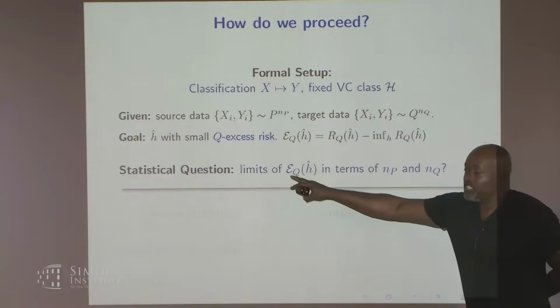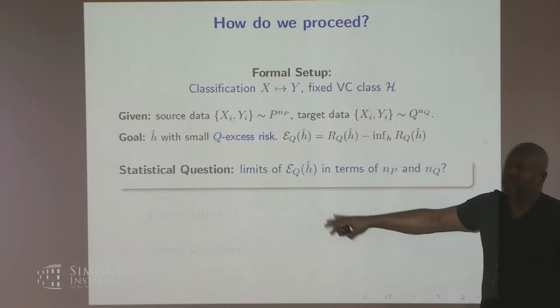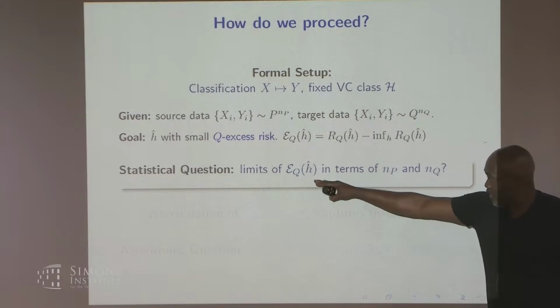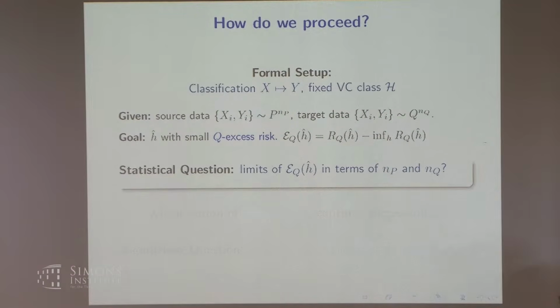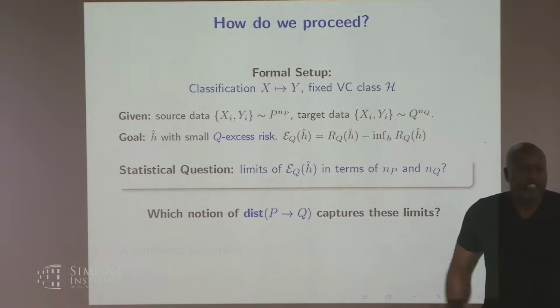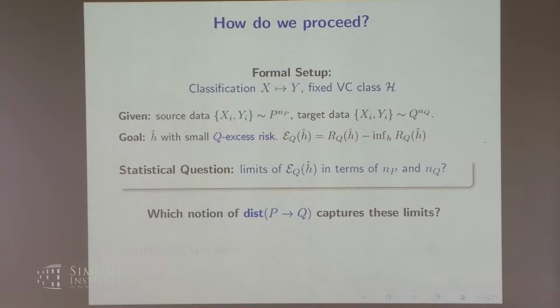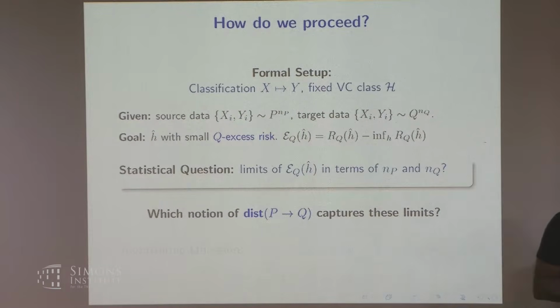So the statistical question is, what are the limits? And by limit, I mean minimax type rates for given classes. What are the limits of learning in this scenario? Which notion of distance, by distance here, I just mean, quote unquote, relatedness, which notion of distance between P and Q captures this limit. H-hat is any algorithm allowed to have access to both data sets, both the data from P and Q.